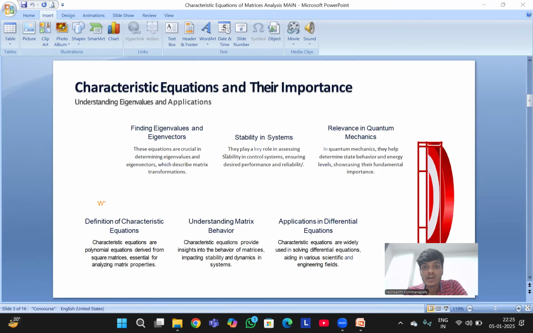Third one, relevance in quantum mechanics. In quantum mechanics, they help determine state behavior and energy levels, showcasing their fundamental importance. And the fourth one is the definition of the characteristic equation. Characteristic equations are polynomial equations derived from square matrices and essential for analyzing matrix properties. Next, understanding matrix behavior. Characteristic equations provide insights into the behavior of matrices, impacting stability and dynamics in systems.